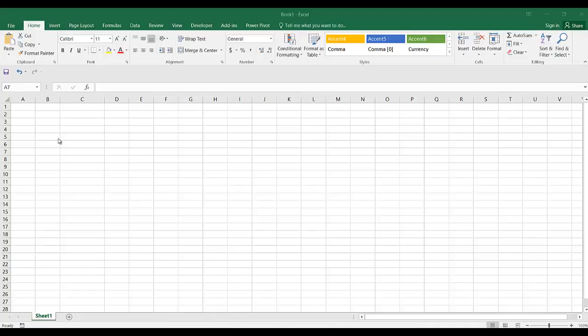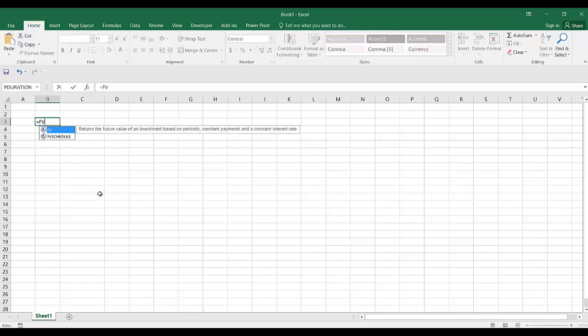The formula that we're going to use in this case is called future value. Future value has several parameters, such as the rate, the number of periods, the PMT, which is the payments in case that we make regular payments to that investment, the initial value, and the type. The type, remember, is if it's at the beginning or at the end of the period.